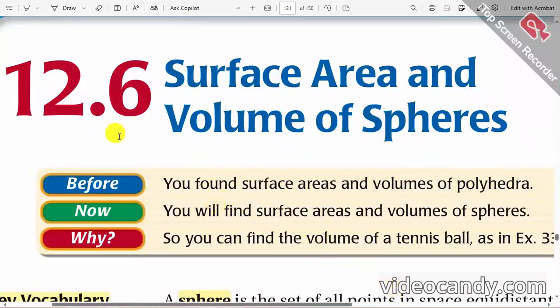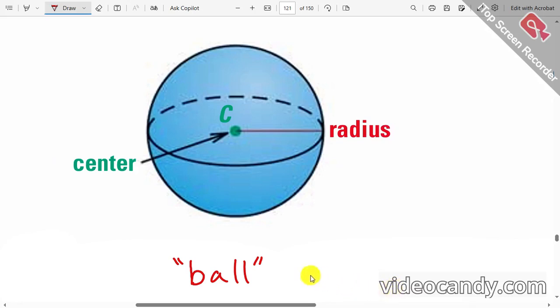Chapter 12.6, surface area and volume of spheres. All right, so the shape of a sphere is basically like a ball. You can think of a basketball or soccer ball. Anyhow, the sphere has a center, just like a circle does, and it also has a radius that goes from the center to the sphere itself. So it's very similar to the circle.